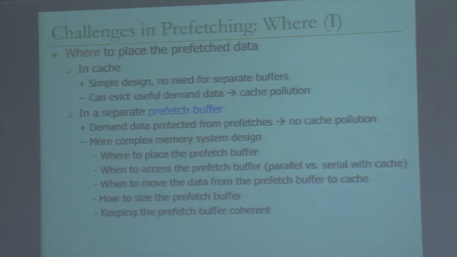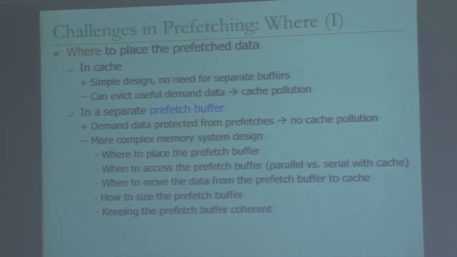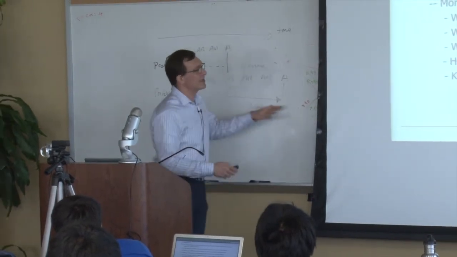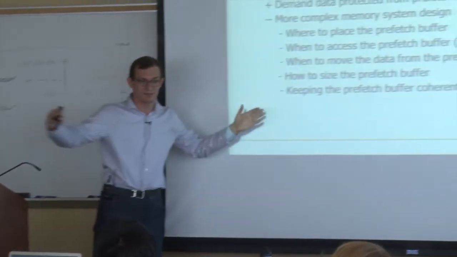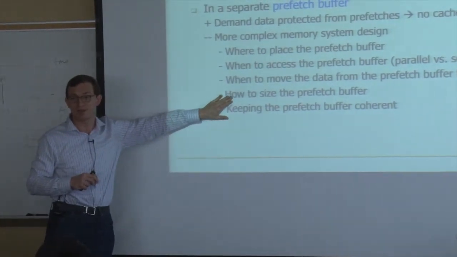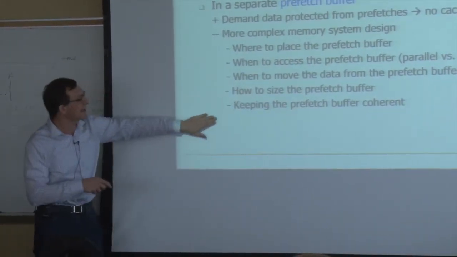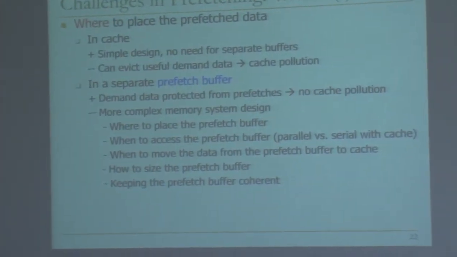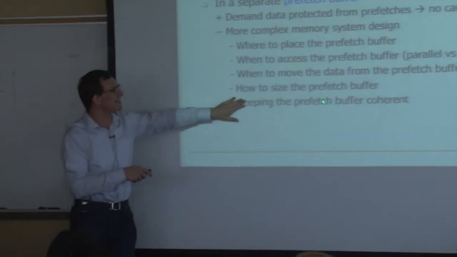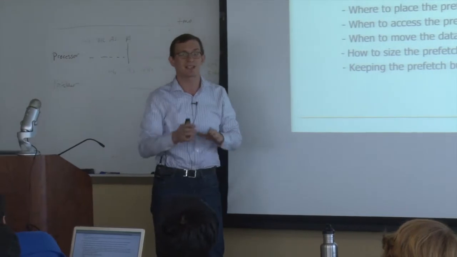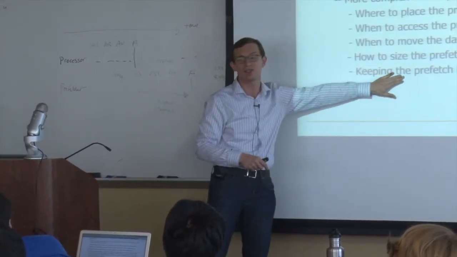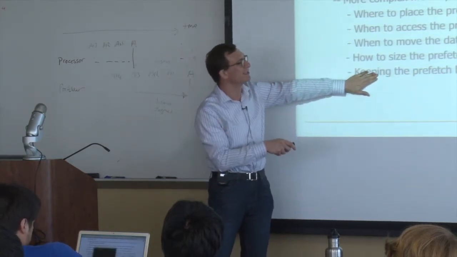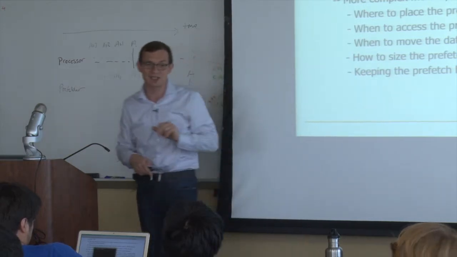And how do you size the prefetch buffer? If you want your prefetcher to be aggressive going ahead, and you would like your prefetcher to be far ahead of the demand stream if your memory latency is high, then you may need to prefetch a lot of data, and your prefetch buffer may need to be large. And keeping the prefetch buffer coherent is another issue. We haven't covered coherence yet, but we will cover it soon. If you actually have multiple processors accessing the data, if you prefetch some data that's actually going to be used by some other processor, or written to by some other processor, you need to keep this coherent. Having another buffer in the system that you need to keep coherent complicates the design.